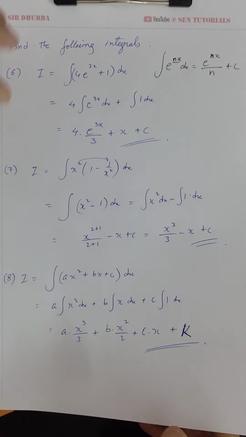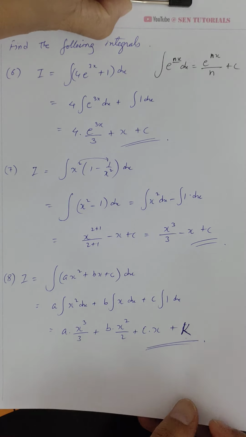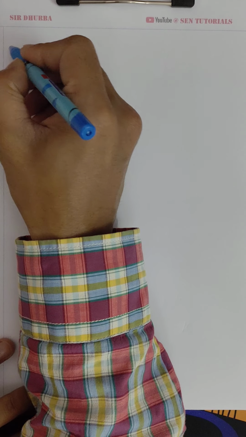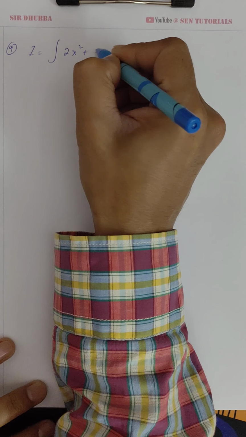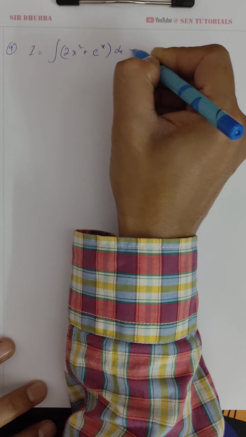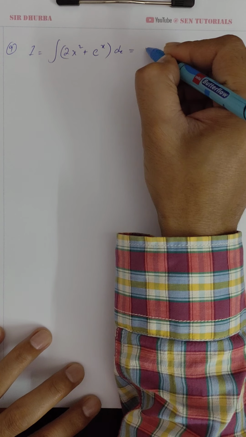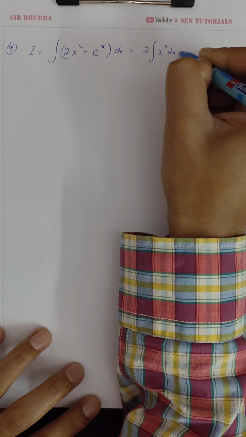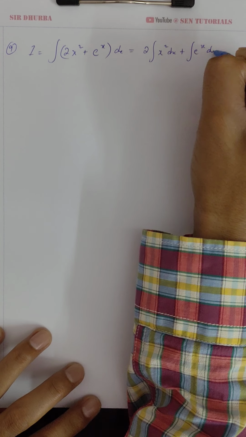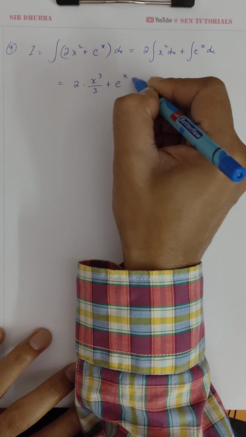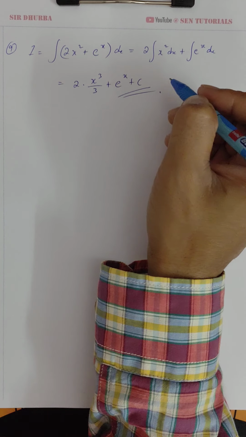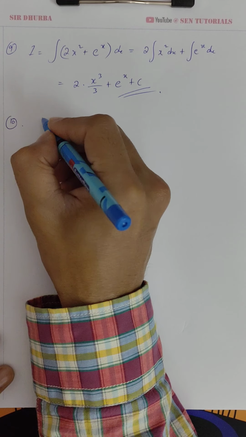Okay, let's move on to the next question. That would be number 9. Integration of 2x square plus e power x with respect to x. That is 2 times the integration of x square plus the integration of e power x. That would be 2x cube by 3 plus e power x plus c. Job done. Very simple questions.